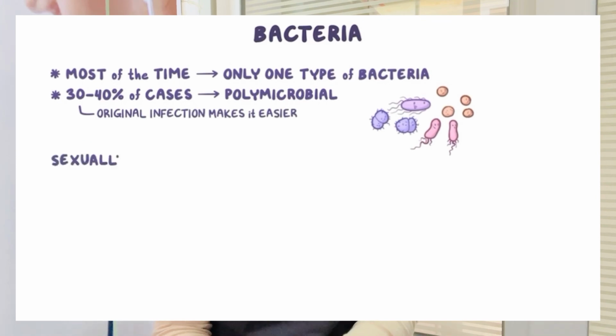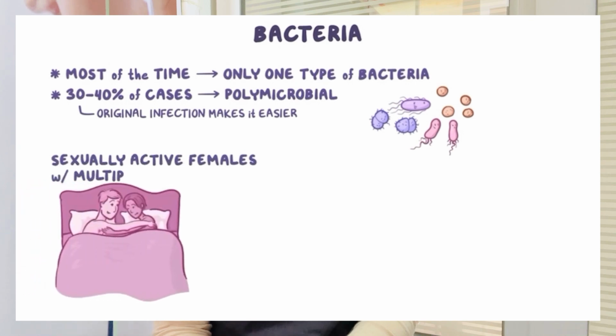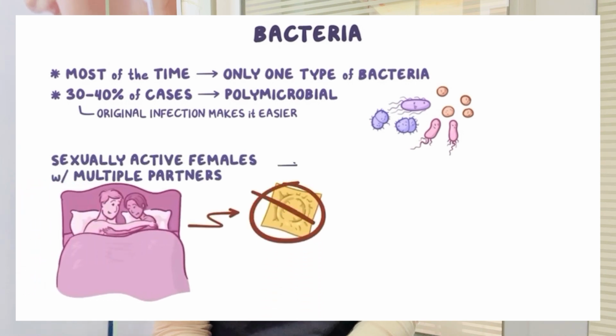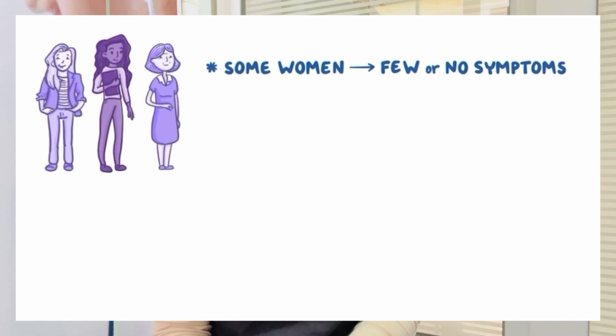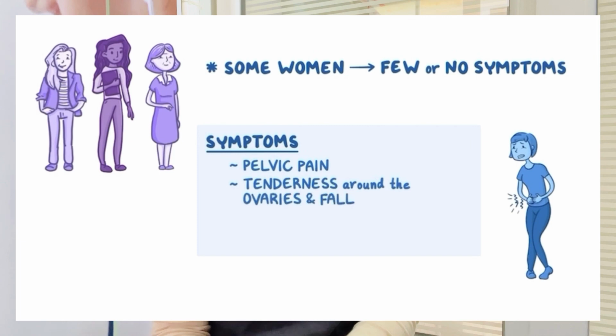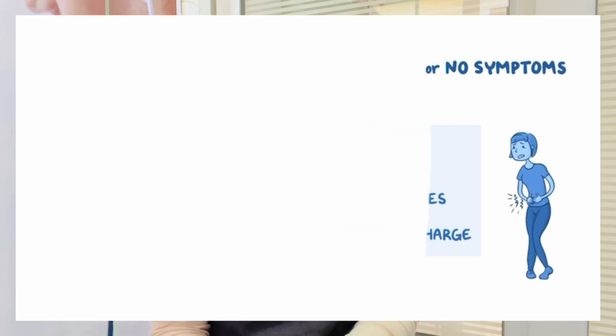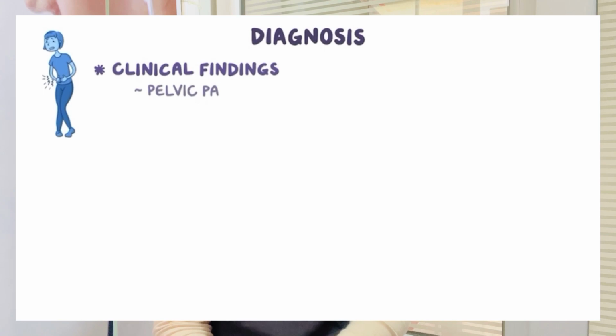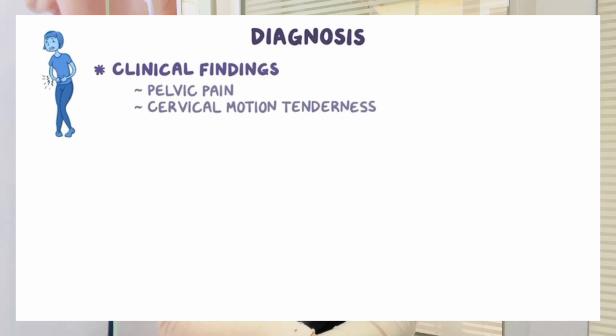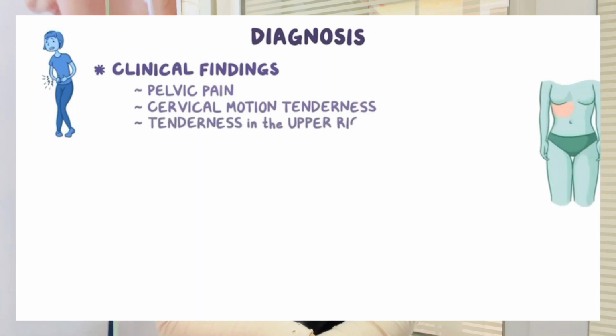Because of the relationship with chlamydia and gonorrhea infections, sexually active females, particularly those who have multiple sexual partners and do not use condoms, are at the most risk of developing PID. Some people will have few or no symptoms of PID. When there are noticeable symptoms, they include pelvic pain, tenderness around the ovaries and fallopian tubes, fever, and abnormal vaginal discharge. Diagnosis of PID is usually based on clinical findings, particularly pelvic pain and cervical motion tenderness, which is when mobilizing the cervix during a vaginal exam causes pain or discomfort.